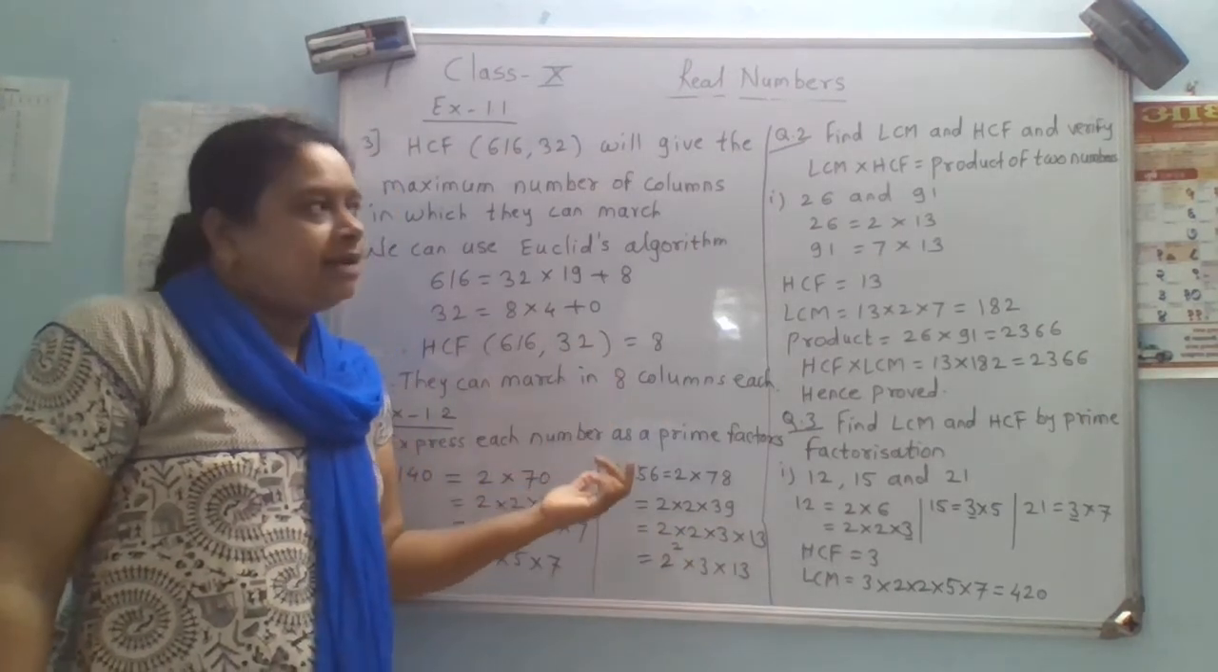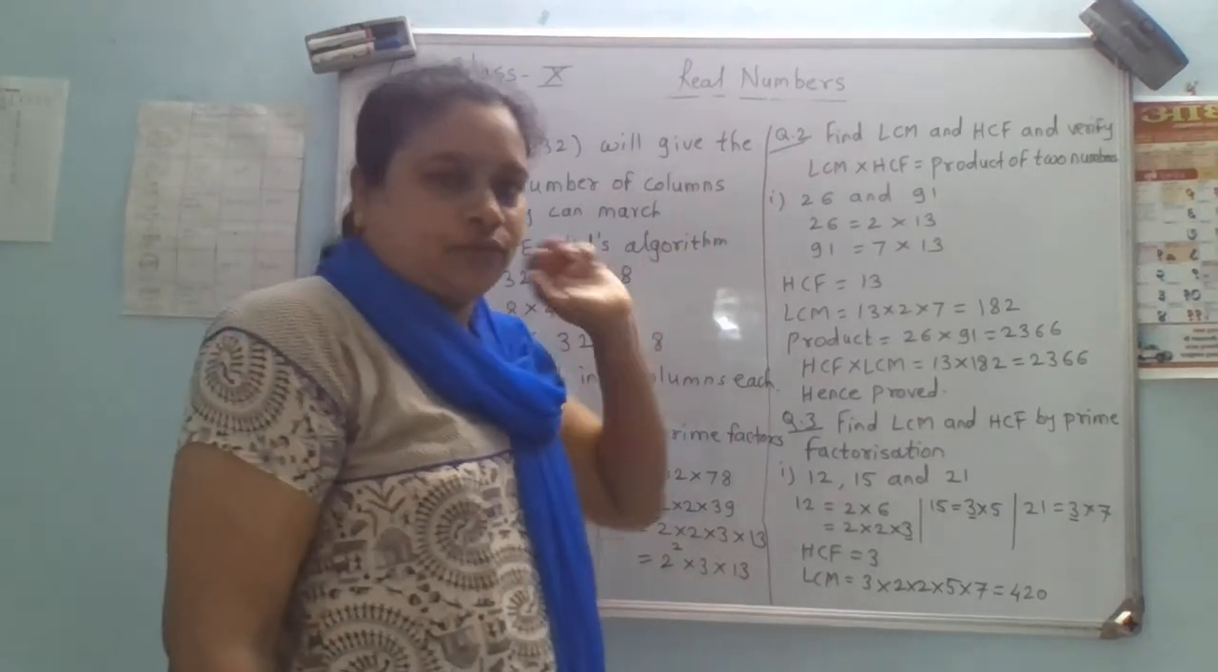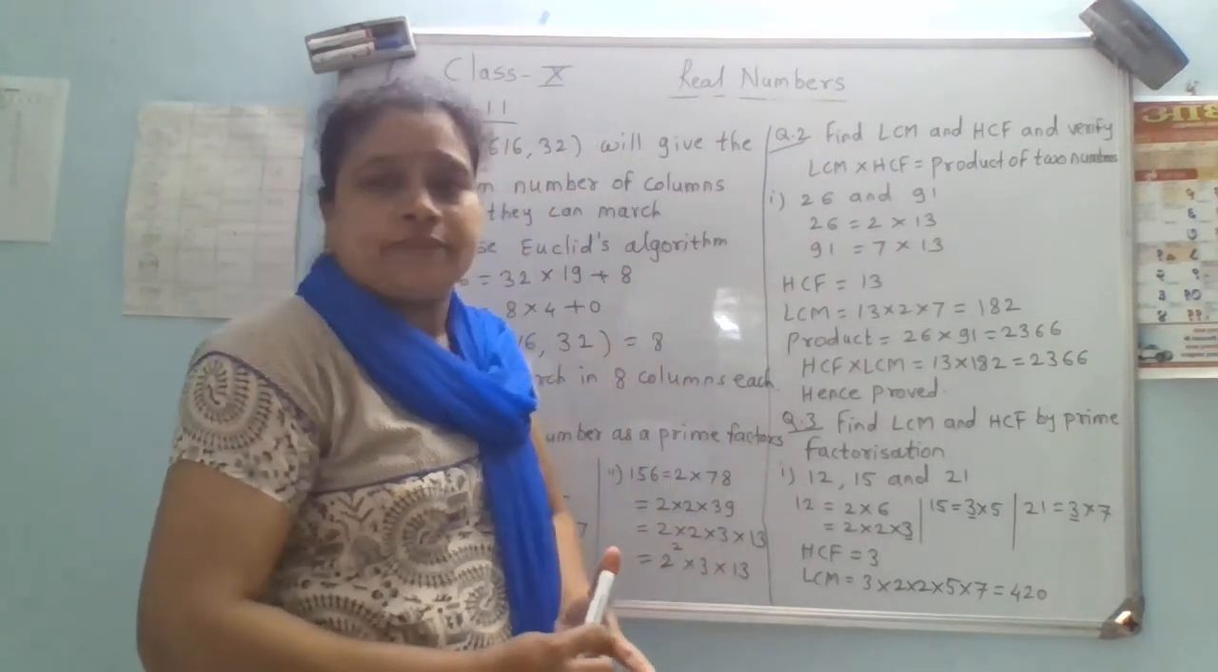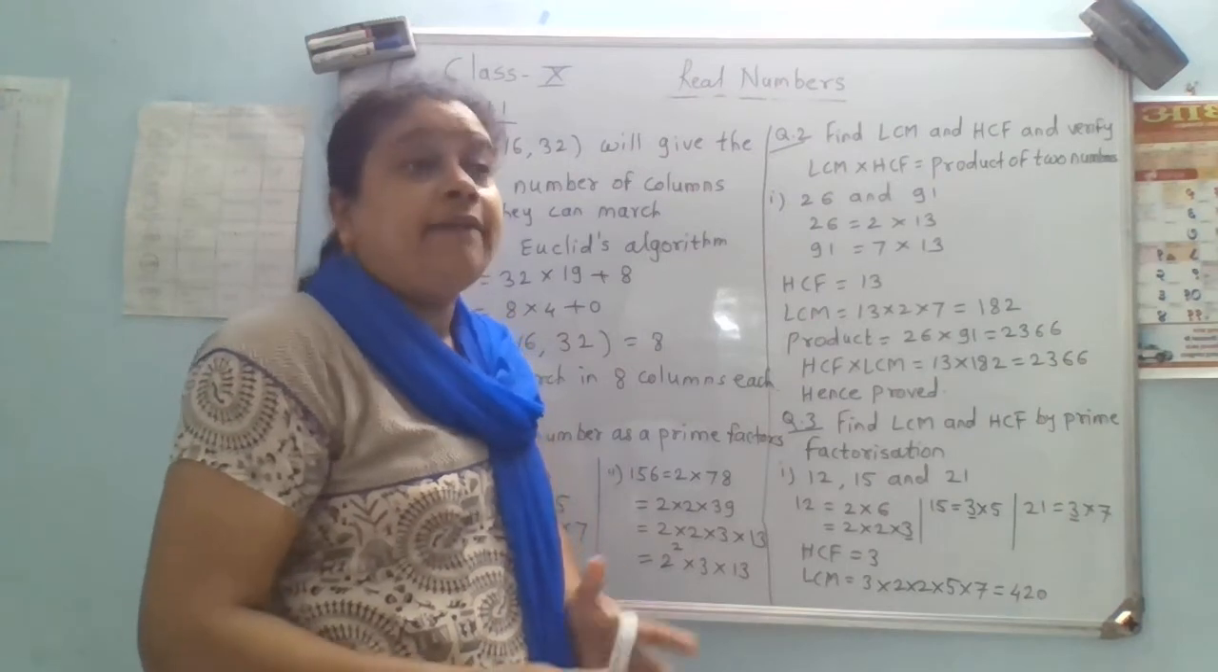Okay, you can solve the remaining examples. Then go to question number 2. The question is find the LCM and HCF of two numbers and verify the relation.